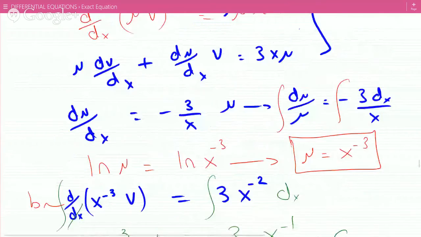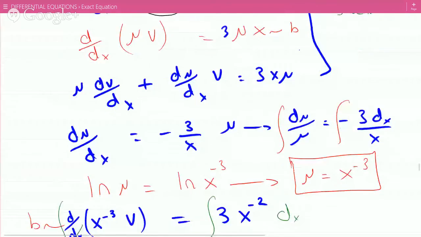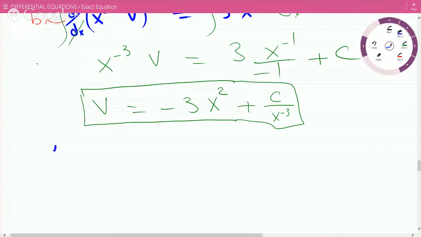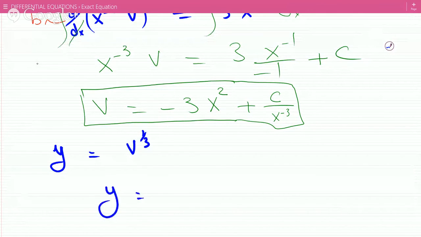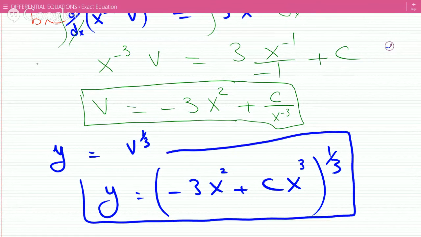So we know now that y is just v to the 1/3. So we just need to raise this to the 1/3. So we get y equals minus 3 x squared plus cx cubed raised to the 1/3. This does it using Bernoulli's transformation to reduce the differential equation. We find v first and then y.